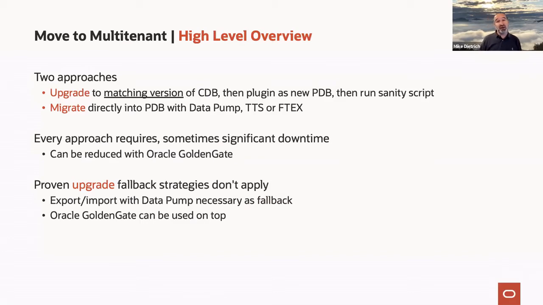And for me, this was a big hit when we said, hey, with 20c, it's just multitenant, because the proven fallback strategies don't work. I can't just go back to a restore point when I plugged in. I can't do a downgrade the regular way. So I can only export import. I can't even do transportable tablespaces if I come from a lower release, because transportable tablespaces works only same or higher release. I can, of course, use GoldenGate on top.